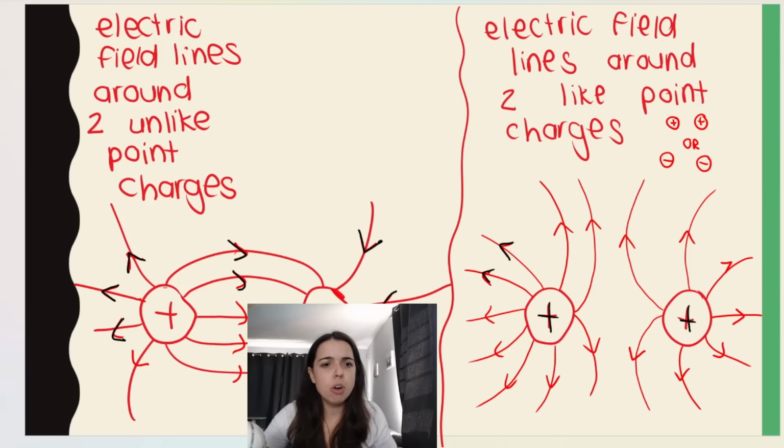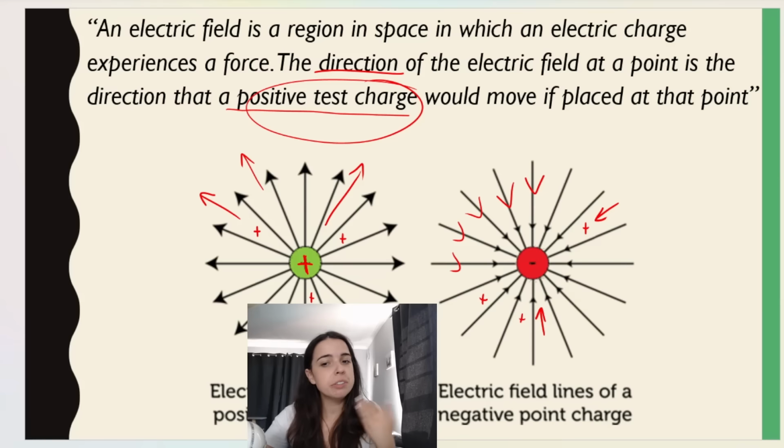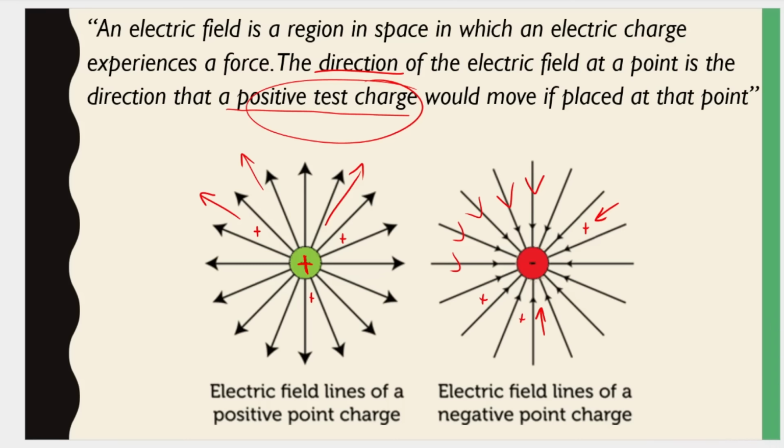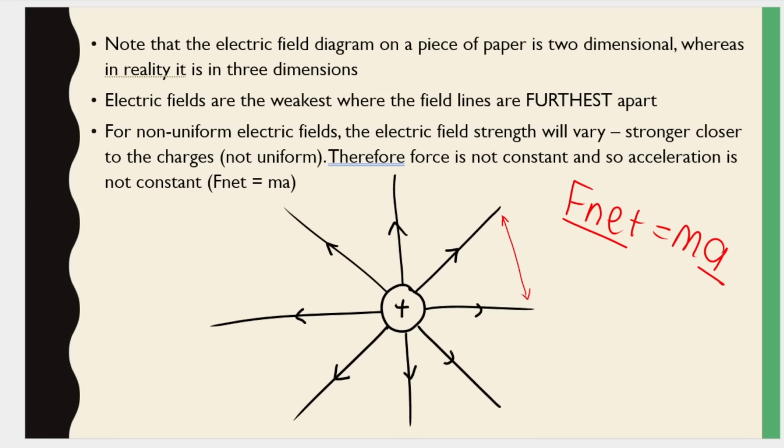Okay, so knowing how to draw these things is very, very important. And here is another slide over here that illustrates how to draw it and which way the direction should move. In this slide, I explain that in reality, electric fields exist in 3 dimensions. Obviously, on paper, we draw it in 2 dimensions.